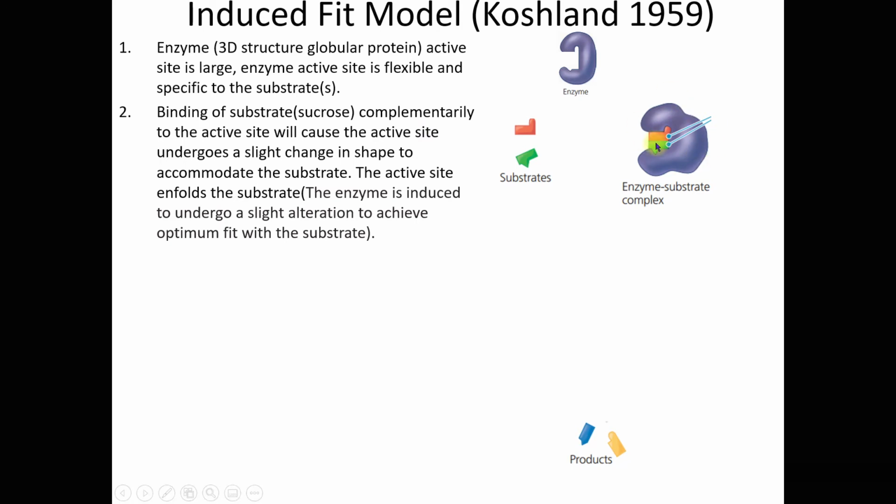Why can the active site undergo a slight change in shape? Because, as I mentioned earlier, the active site is flexible. So the enzyme active site is able to undergo a slight change in shape to accommodate the substrate. But this is very much on the contrary to the lock and key model, where Fisher said that the active site of the enzyme is rigid. Tapi dalam induced fit, Koshland cakap active site enzyme ni flexible. Now let's go back here.